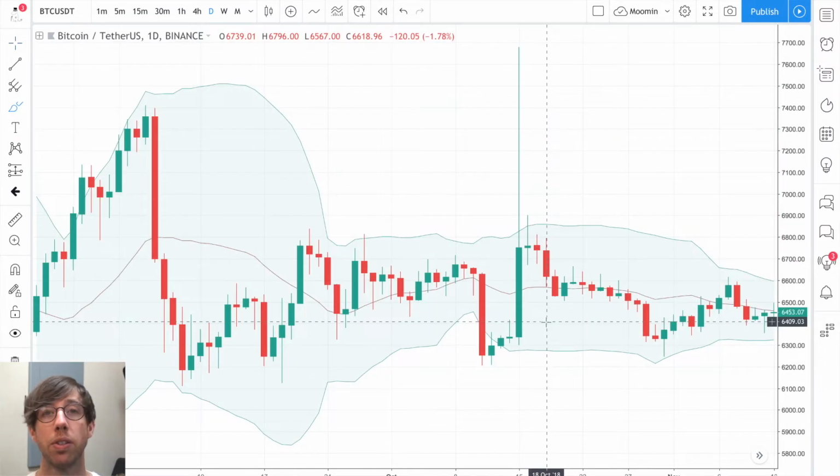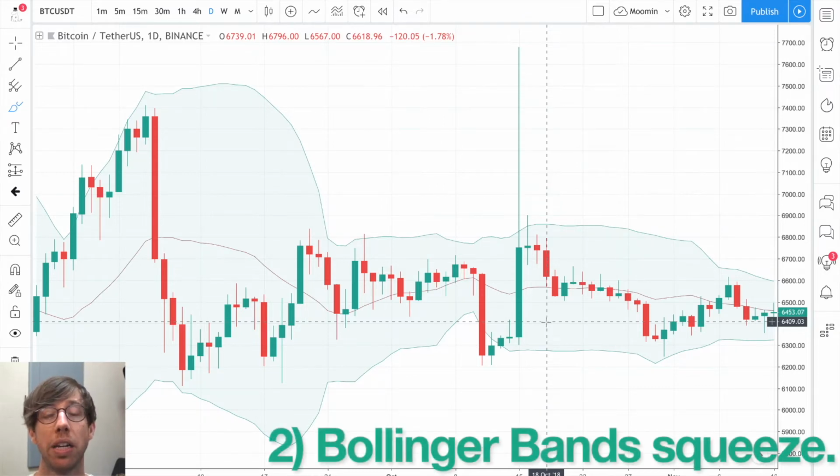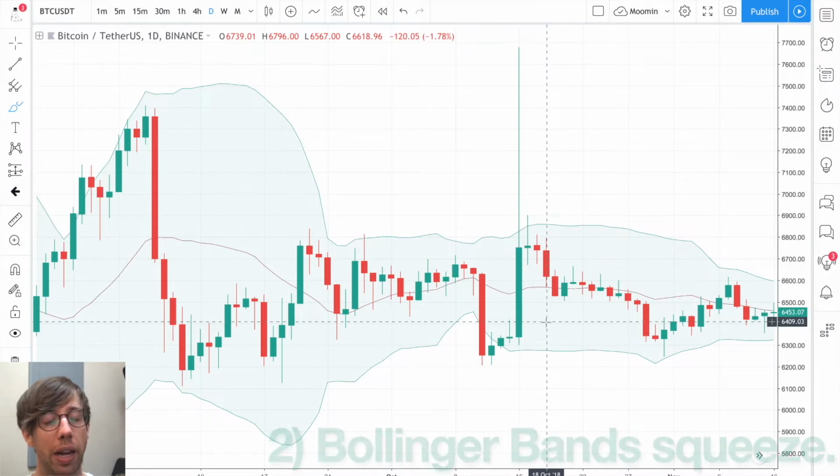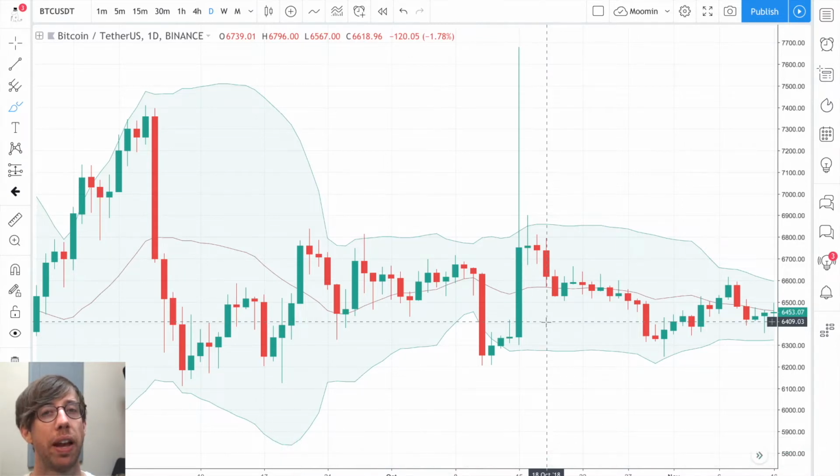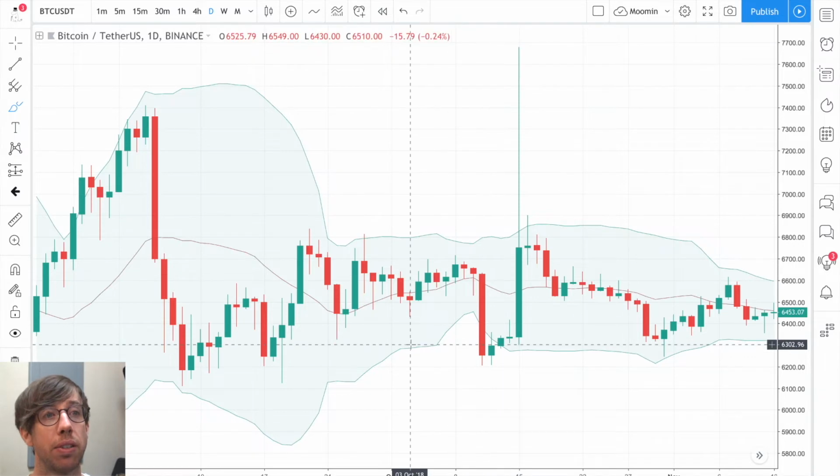The Bollinger Bands are probably best known for the Bollinger Squeeze. This is the second method, and I'm putting this one second because, to be honest, there's not a real clear way on how to take advantage of the Bollinger Squeeze other than it's going to do something. What a Bollinger Squeeze looks like is this.